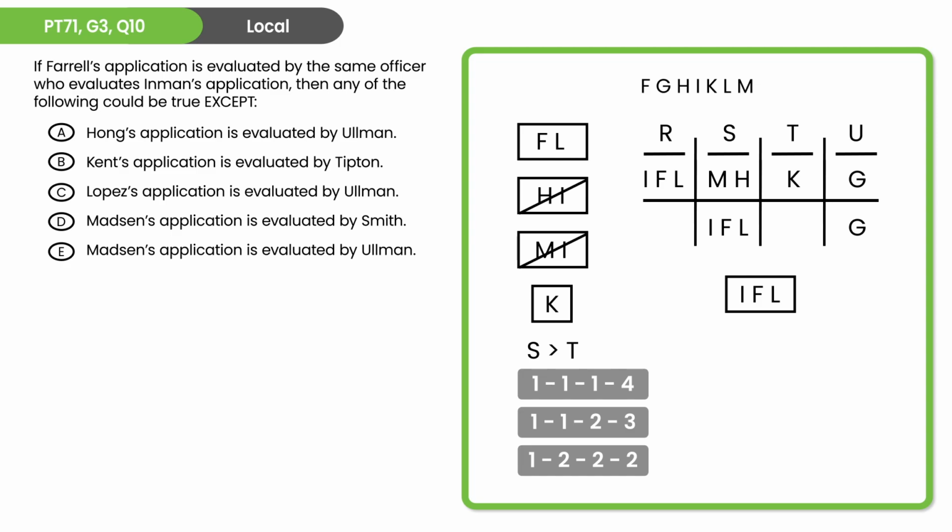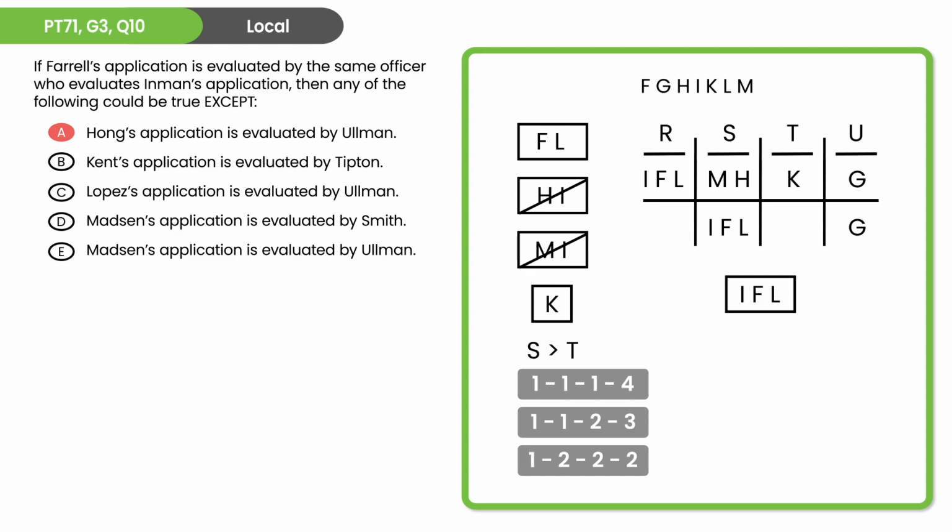So they're saying any of the following could be true except, right? A says that H's application is evaluated by U. Could it be the case that H goes to U? Well, in the bottom, we have M, H, and K. I think we could put H into U in the bottom row, put K into T, and M into R. Right? You can separate M, H, and K in R, T, and U. Let's get rid of answer choice A.